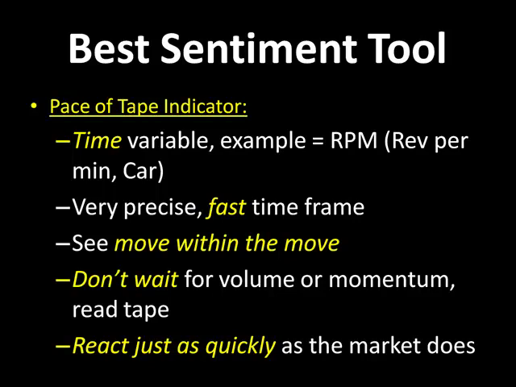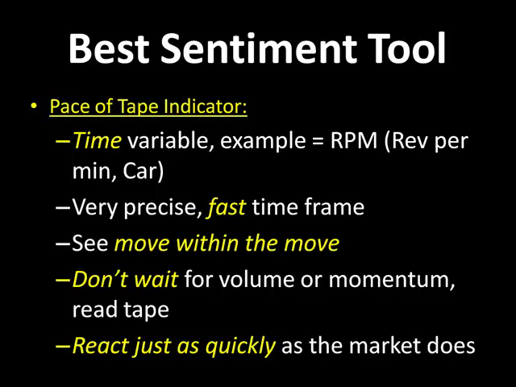Example like revolutions per minute. Well, we put the pace of the tape indicator on a time chart. So there's a time variable, much like your revolutions per minute, right? Your RPMs for the engine of your car. It's a very precise, fast time frame, which allows us to see the move kind of within the move.